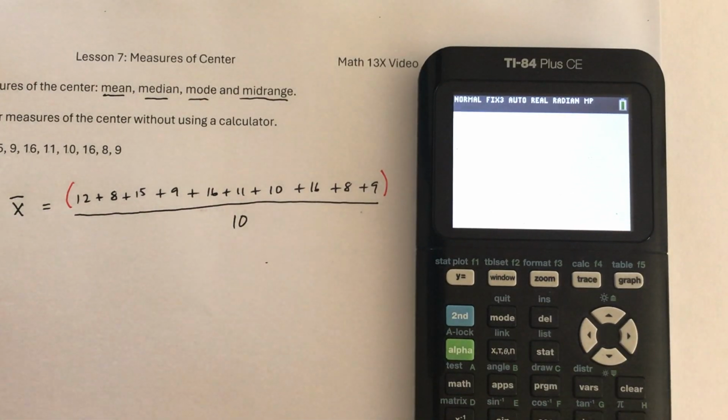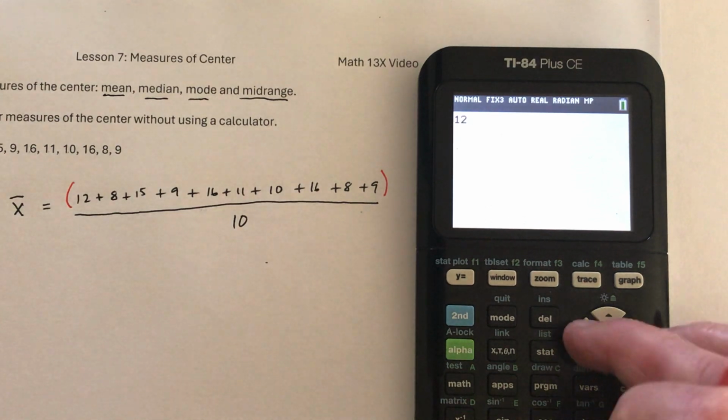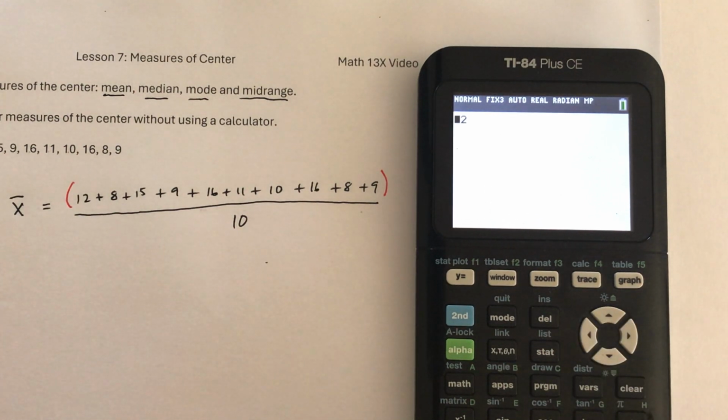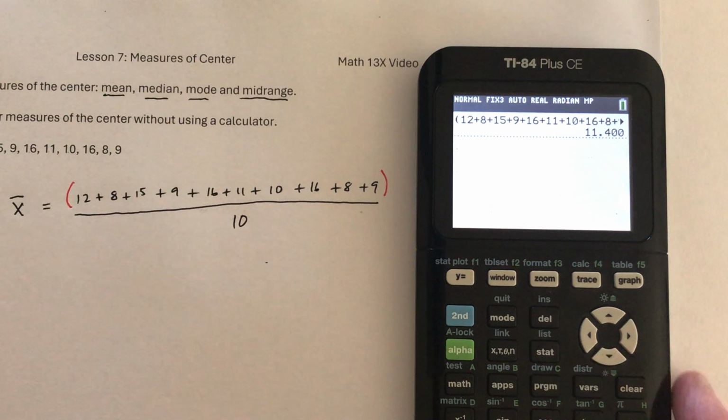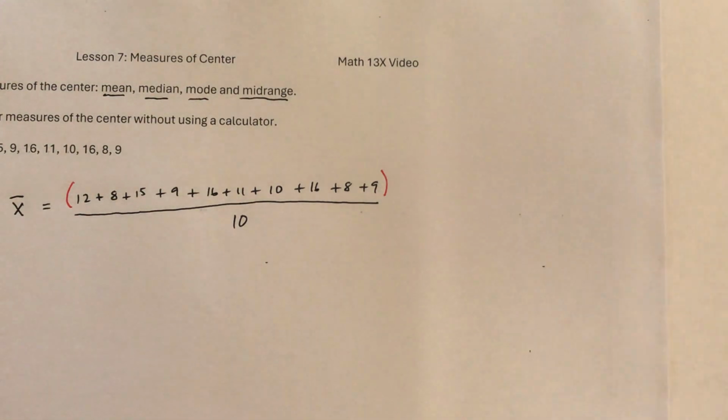Okay, so 12 plus, I said to use parentheses and then I almost didn't. All right, parentheses, 12 plus 8 plus 15, and a 9, and a 16, and an 11, and a 10, and a 16, an 8, and a 9. So add all those up and divide by 10. So the mean is 11.4.